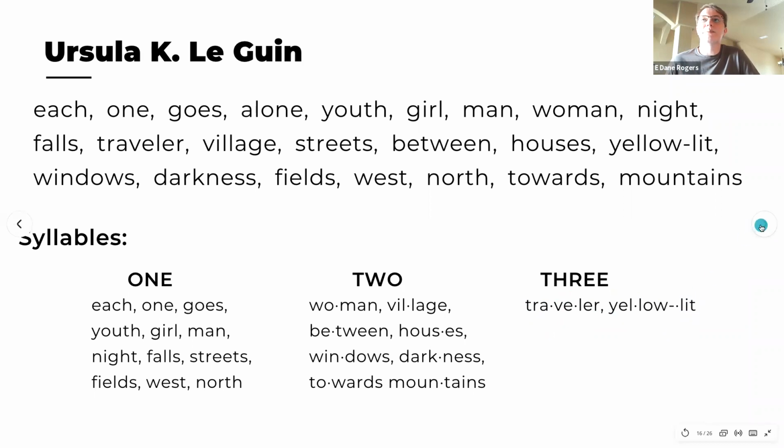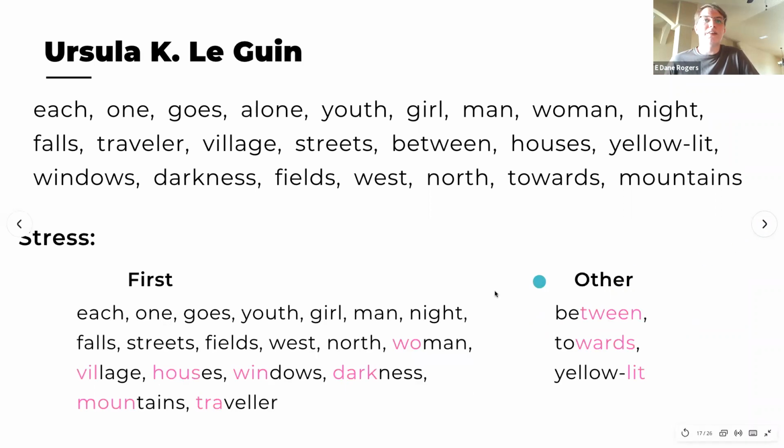But we're going to see something different with our next writer, who's going to use mostly two and three-syllable words. And then we looked at the stress: woman, village, houses, window, darkness, mountains, traveler. Most of her words have stress at the beginning. These words mostly come from German, some from Latin, very few Greek-based words here. Those are going to have their stress at the beginning.